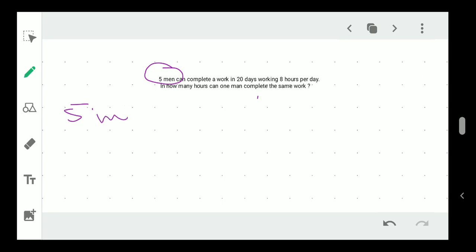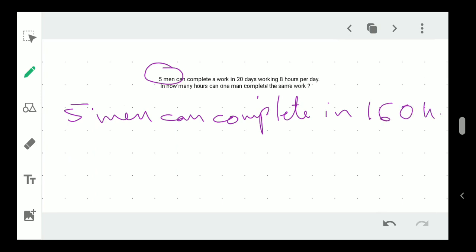5 men can complete the work in 160 hours. So you can see here that 5 men can complete the work in 160 hours. So this we have gotten. Now if I increase the number of men, will the number of hours increase or decrease?